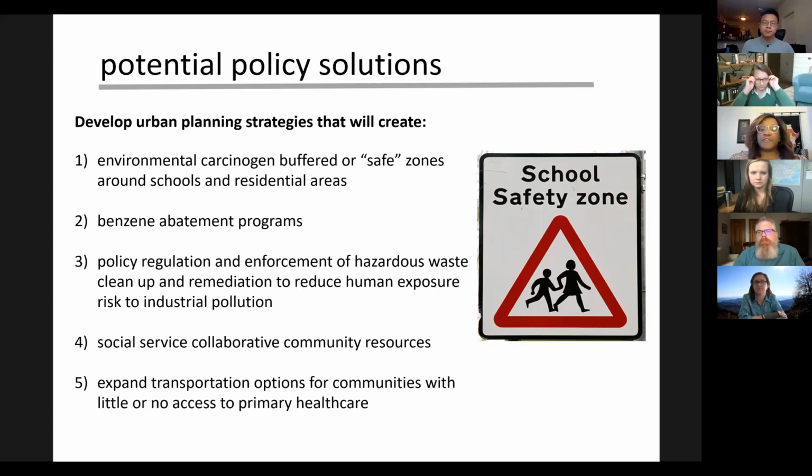Create social service collaborative community resources. These communities are resource poor, largely linguistically isolated, so we need more social and material supports to help increase their health and well-being so that they can also thrive. And we need to expand transportation options.